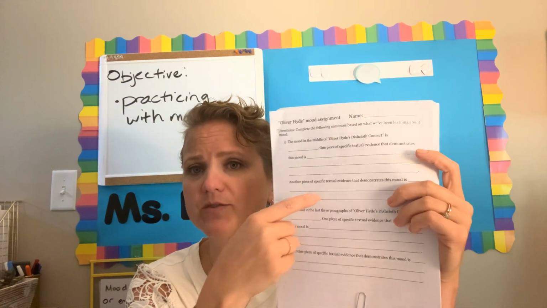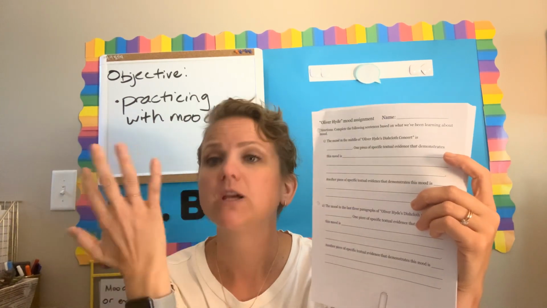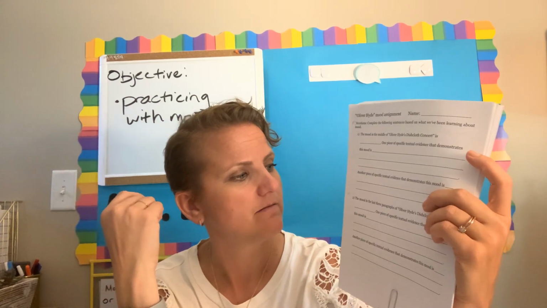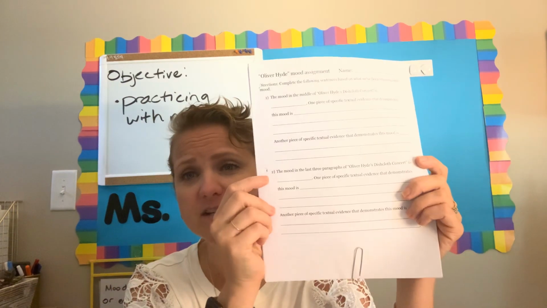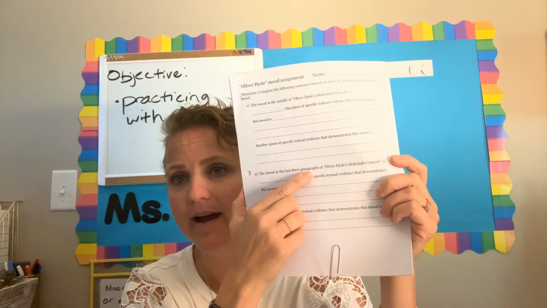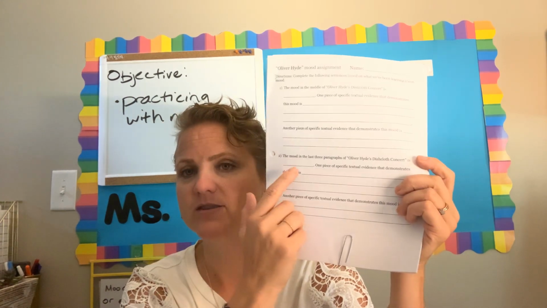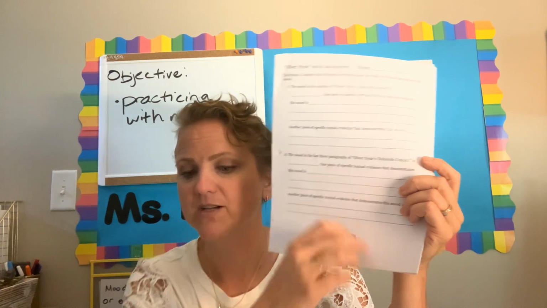Picking quotes from the story that seem to support your mood, okay? It could be a short quote, it could be a long quote. That's fine. And then finally, I'm very specific. The mood in the last three paragraphs. So the very end of the story of Oliver Hyde's Dishcloth Concert is blank. And then again, you're going to pick textual evidence.